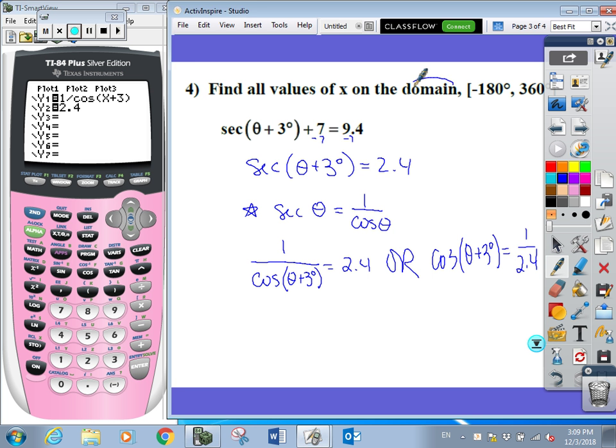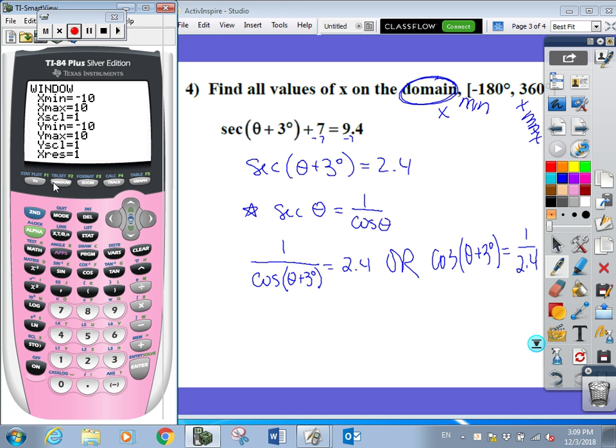This is going to be domain, so my x min, this is going to be my x max. So, window. The lowest number I care about is negative 180. The highest number I care about is 360. And now I can graph that. And that's what it looks like. So between that domain, I'm going to have 1, 2, 3 answers.